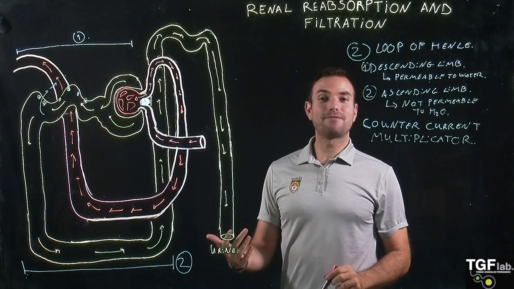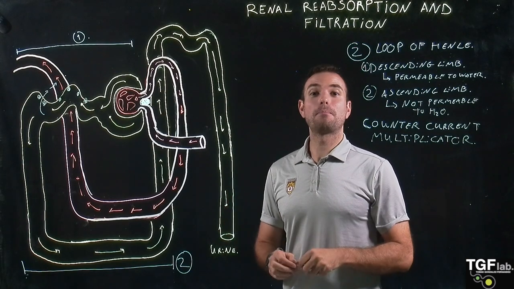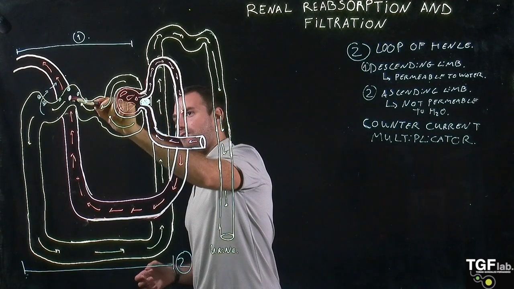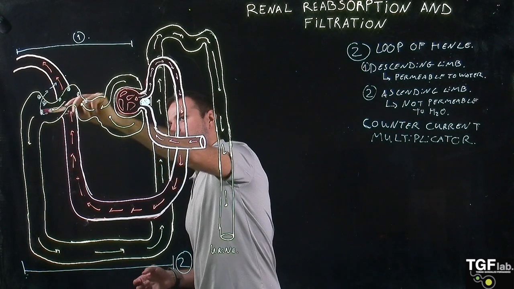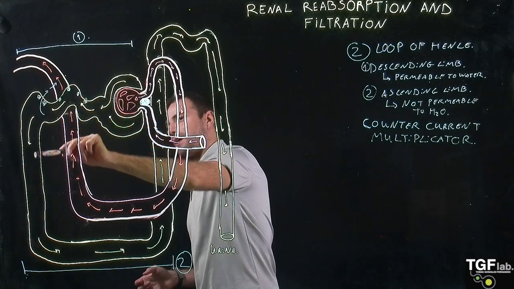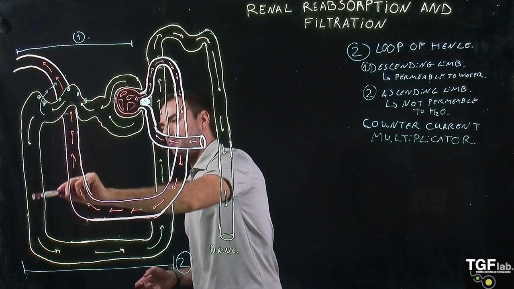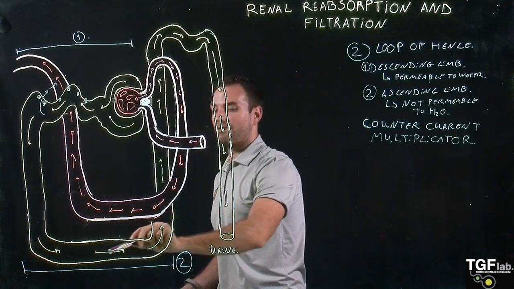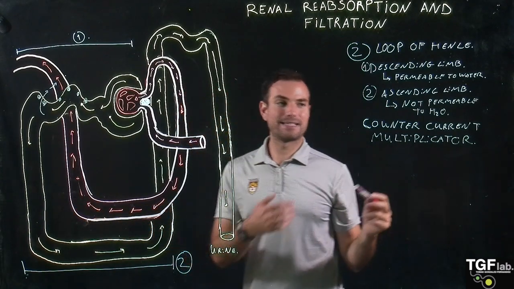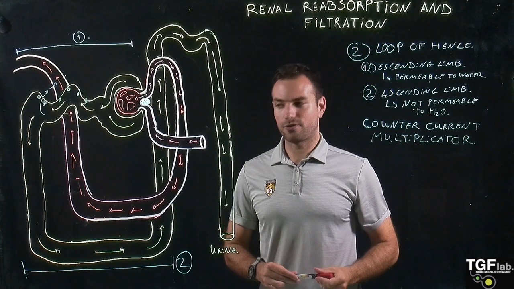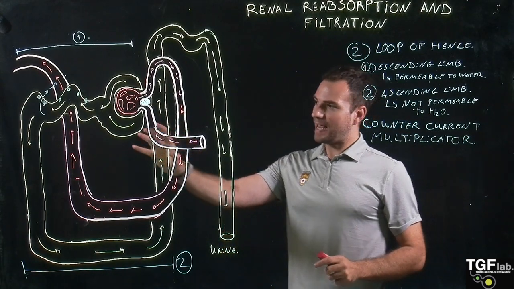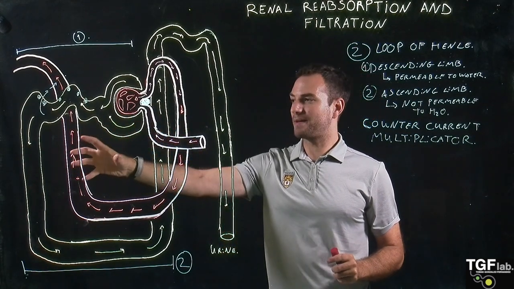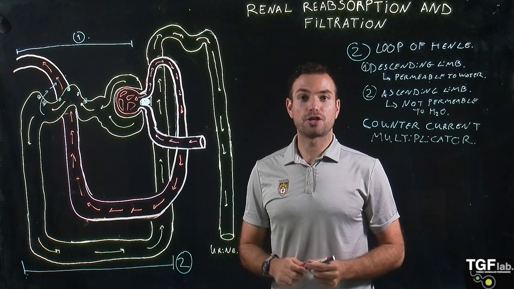But then we also have the tubular fluid that is running in the completely opposite direction. So instead of going this way, the tubular fluid is going this way, so opposed to the direction of the flow of the blood, as we can see here. And this is called the countercurrent multiplicator system. So this happens, and the filtration here happens thanks to a concentration gradient.